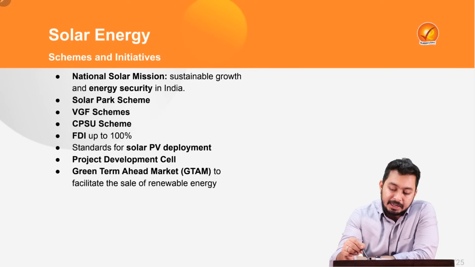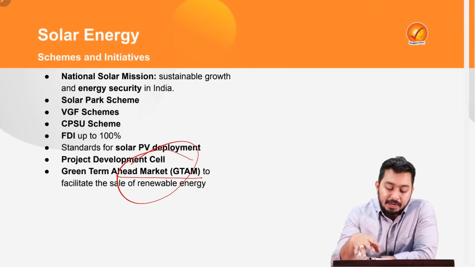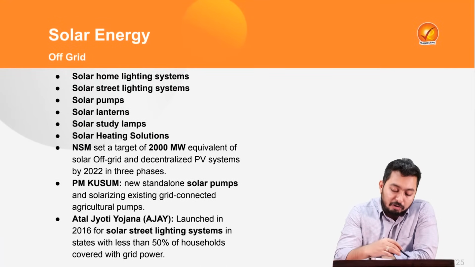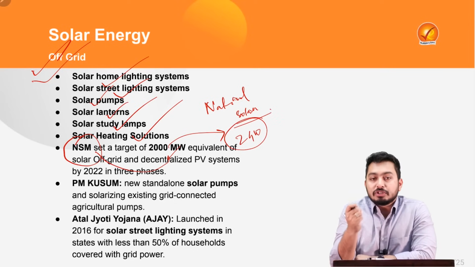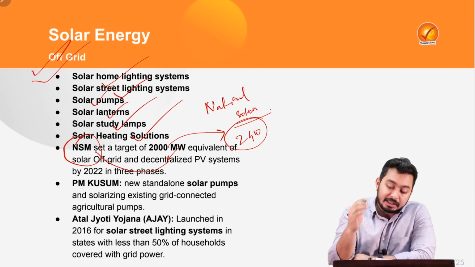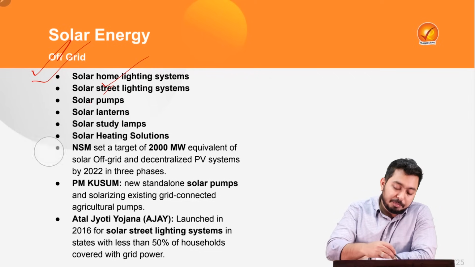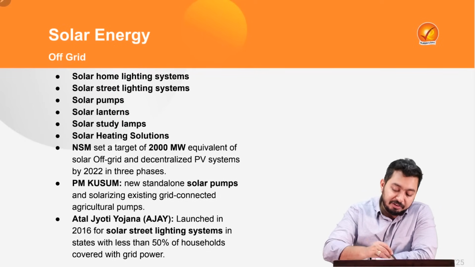Then you have created a green term ahead market which facilitates the sale of renewable energy in advance. Now, when you are looking at off-grid solutions, what kind of solutions are you looking at? Solar home lighting solutions, solar street lighting, solar pumps, solar lanterns, solar study lamps, and solar heating solutions. And the target under the National Solar Mission is 2 gigawatt, or 2000 megawatt, of off-grid, non-connected PV systems, photovoltaic systems.